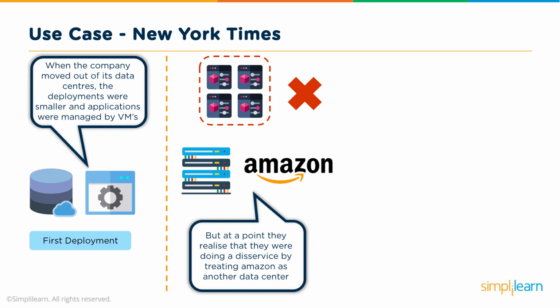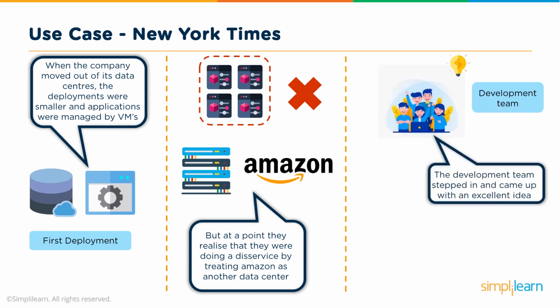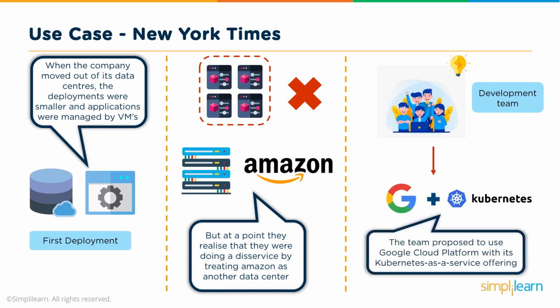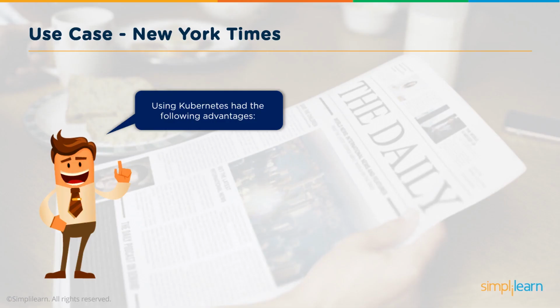And at some point, they realized they had to take a change. And this is where the development team came in and they said, look, how about we stop thinking of our solutions as a data center, even though they're being run in Amazon, and start thinking of them as cloud-first solutions. And so what they proposed and what they ended up doing was using Google Cloud Platform with Kubernetes as a service to provide greater efficiency. And so by using Kubernetes, they had the following advantages.